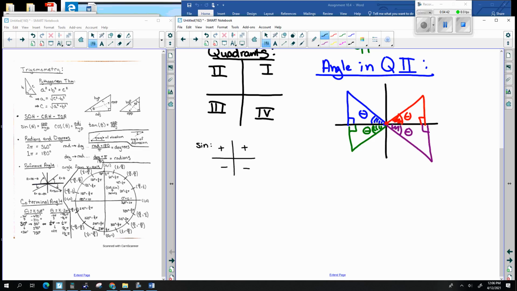Cosines are kind of like x-coordinates of things. So positives would be to the right, negatives would be to the left.